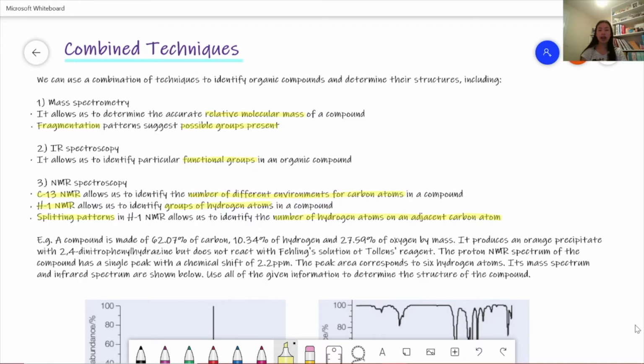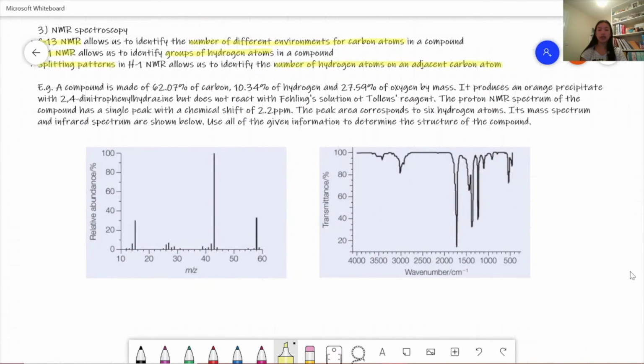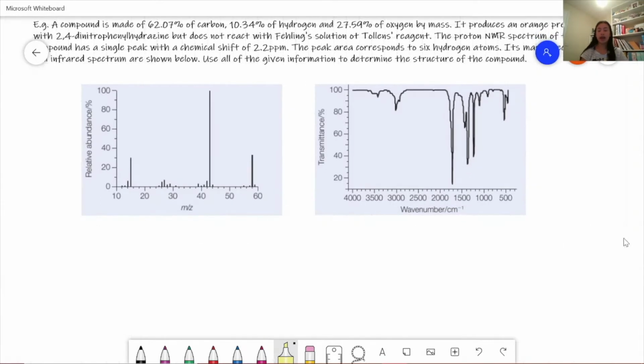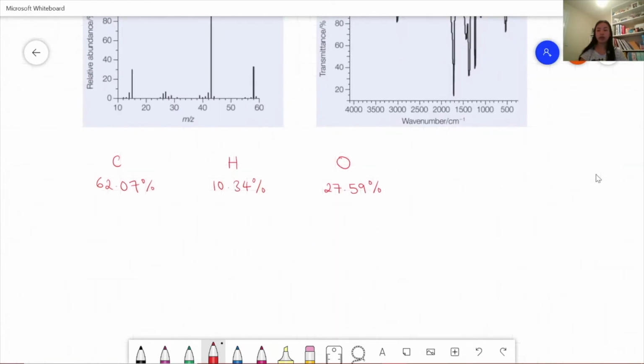So firstly, we're going to look at the empirical formula, because that's probably the easiest thing to do first. And we can find out its empirical formula by using its composition by mass. So we do it exactly in the same way as we would normally. So we set it out as carbon, and then hydrogen, and then we also have oxygen. So carbon is 62.07%. Then hydrogen is 10.34%. And then we have 27.59% of the oxygen. So first thing we do is divide by all of the relative atomic masses.